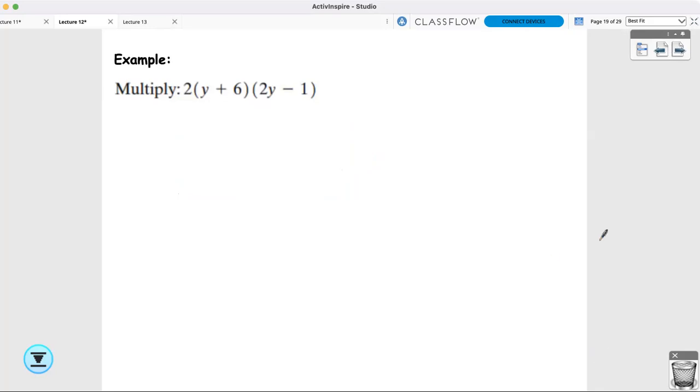All right, here's the next example, guys. Multiply the parentheses y plus 6 by the parentheses 2y minus 1. Alright, so set it up in your notebook before I jump into it.